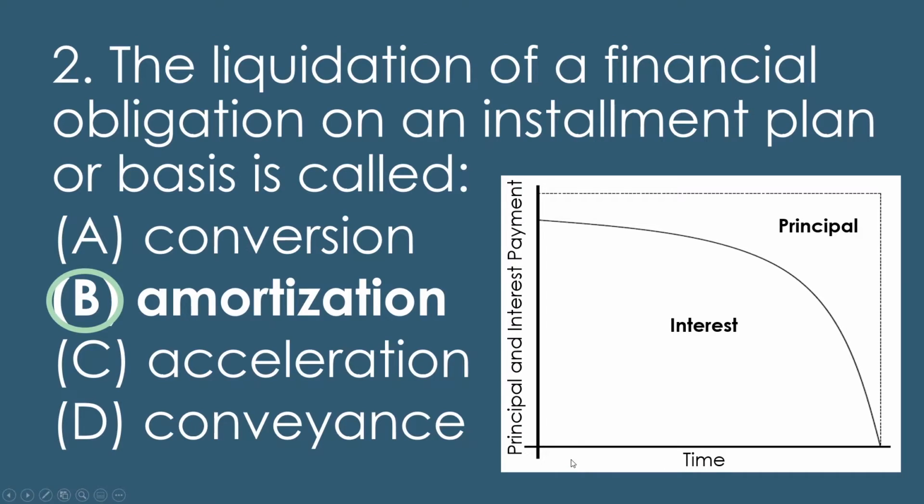So when you're first starting to pay off the financial obligation, well, you're going to be paying a little bit of principal and mostly interest. But by the time you pay it all off, so at this 30-year mark, for instance, your last payment will be mostly all principal and just a little bit of interest.